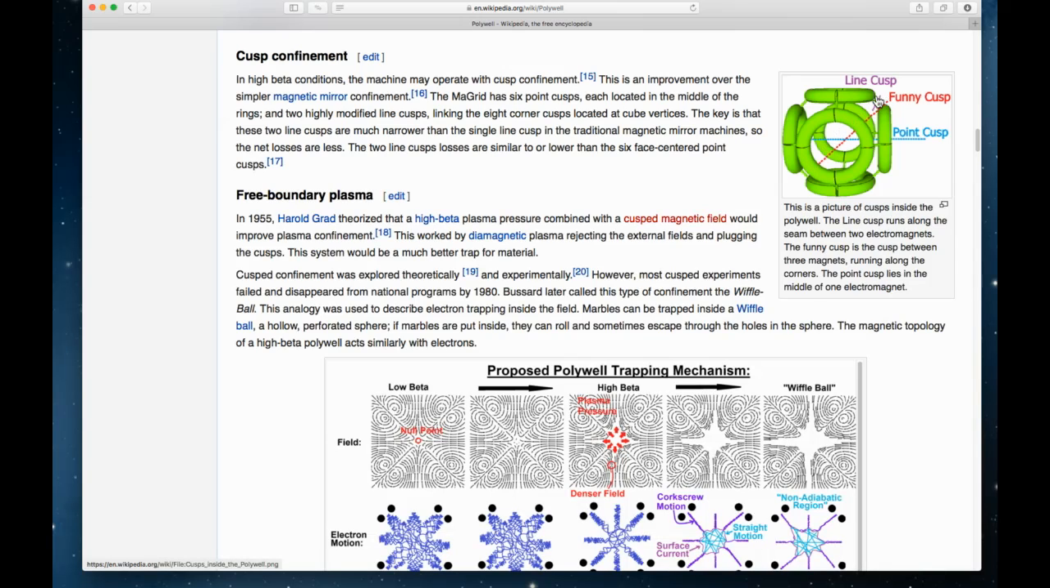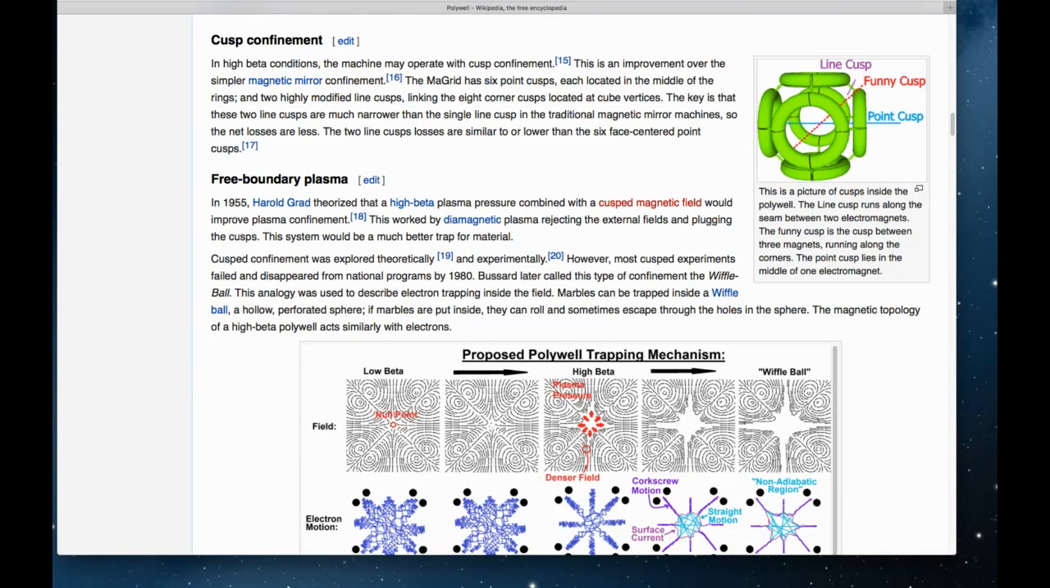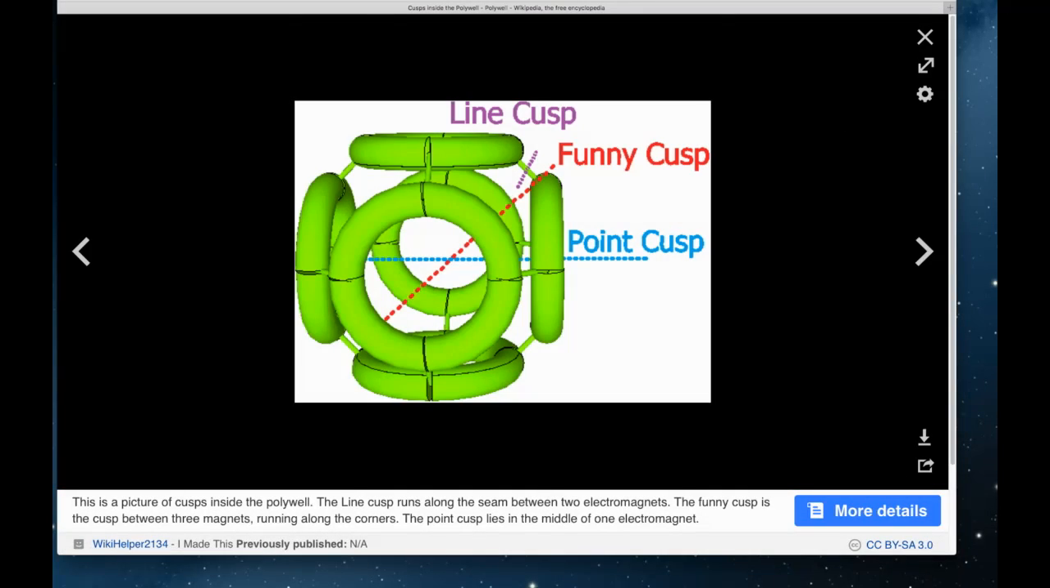I don't think we're seeing the picture of the funny cusp. Are you planning on doing that? Okay. Let me make sure that I'm sharing correctly here. And I'll just try to magnify that. Can you see that now? No, we're still back with the polywell. Okay, let me see what's going on there. Let's start a new share. Maybe that's the best way to do it. Can you see that? Yes, I can see that.